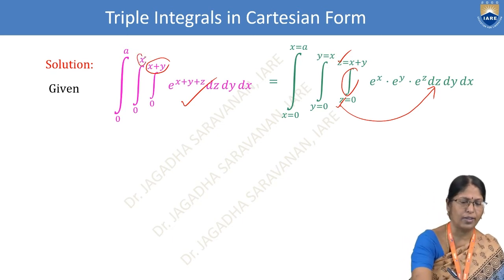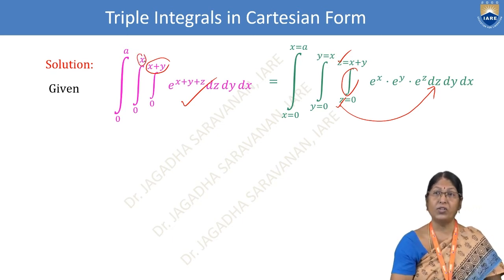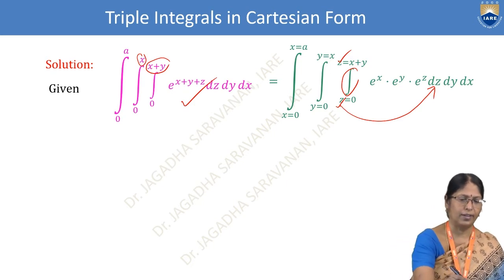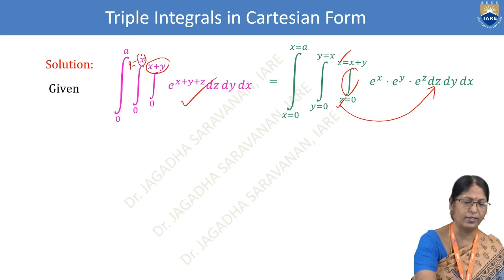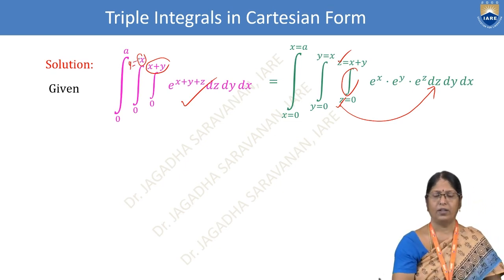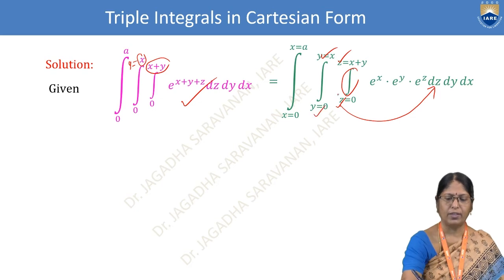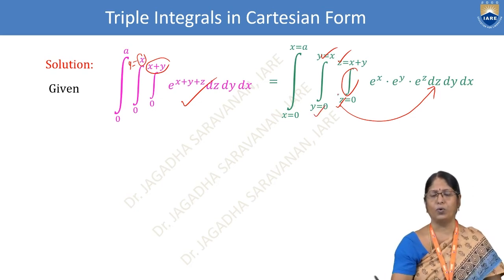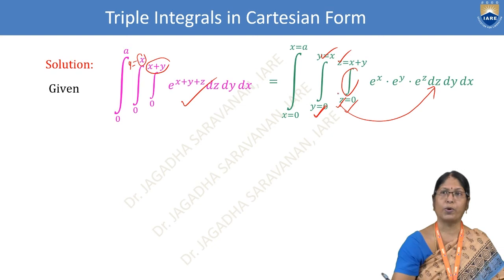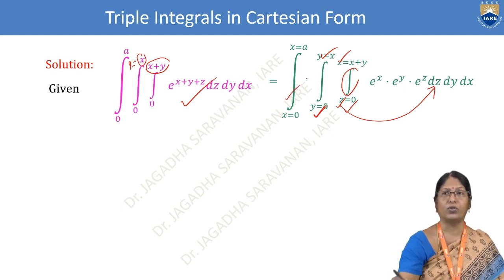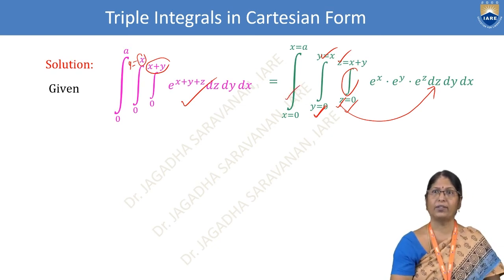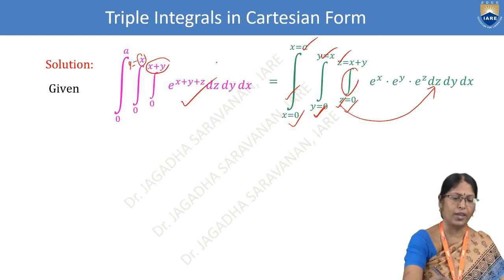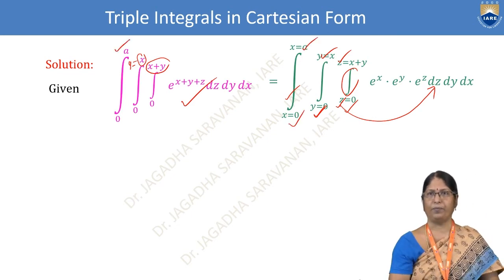The middle integration is a function of x. It is defined that y is dependent on x, so y goes from 0 to x. Innermost is with respect to z, middle with respect to y. So the outermost is with respect to x from 0 to a, according to our question.